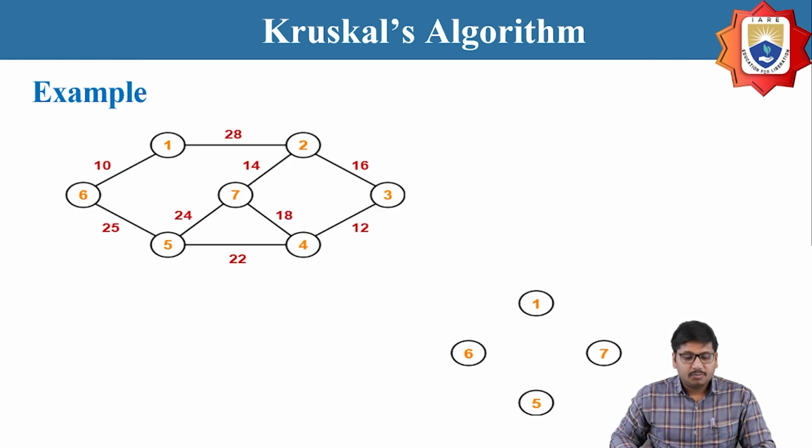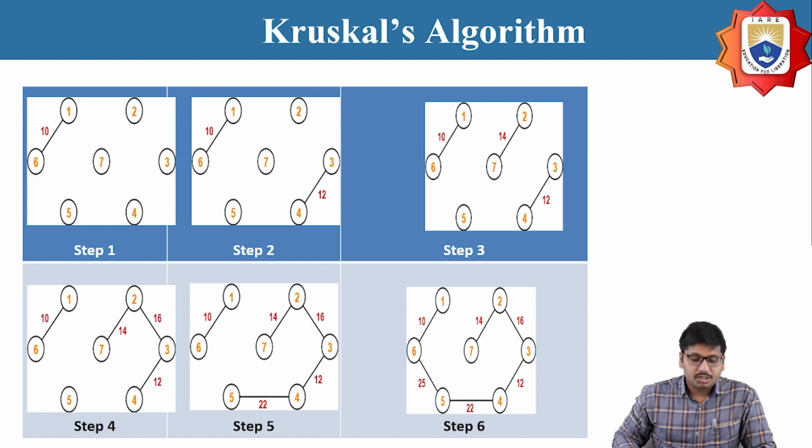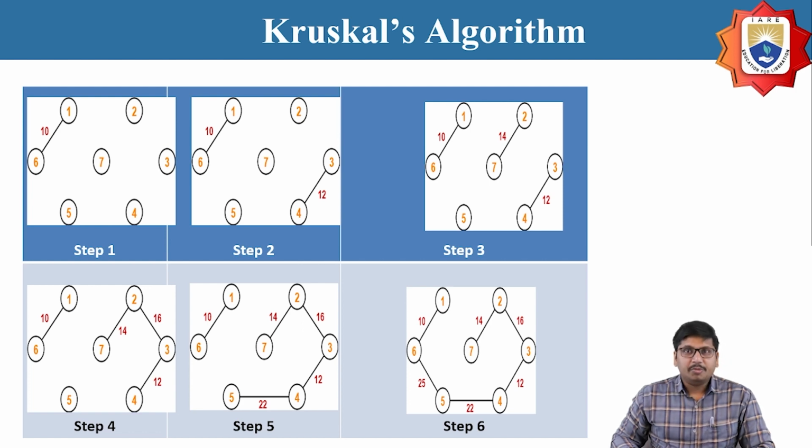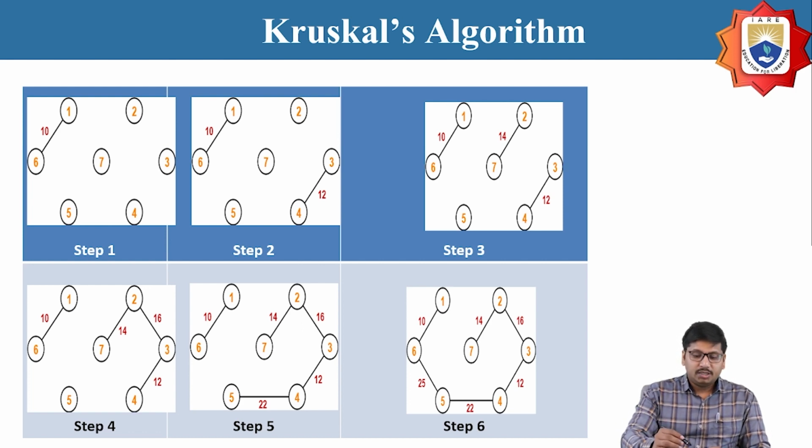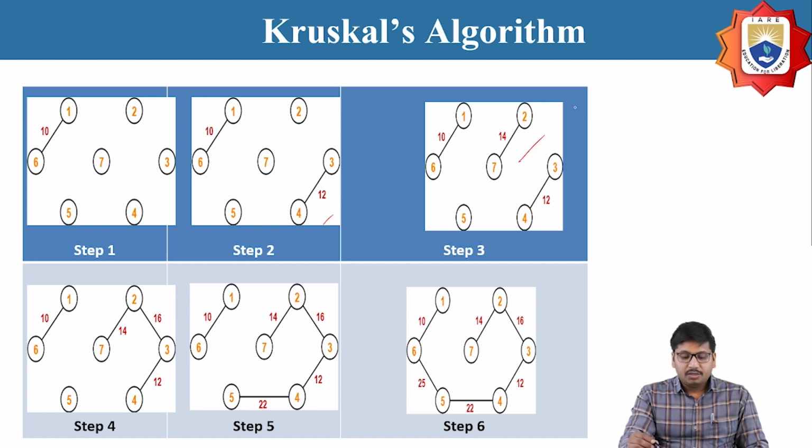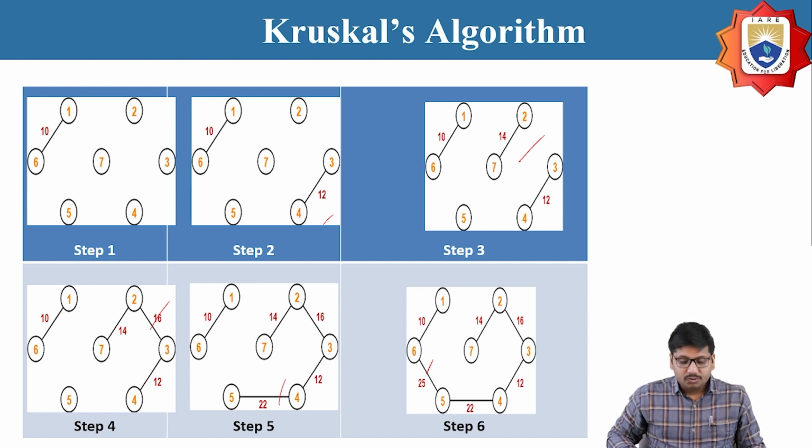Let's take another example. So this is the graph I'm going to have. From this, what is the minimum? The first minimum is 10. So 10 is going to be inserted. And the next minimum is 12. So 12 is inserted. And the next minimum is 14. Next minimum 16. Next minimum 22. And the next minimum is 25. So like this, we are going to construct the spanning tree through Kruskal's algorithm.